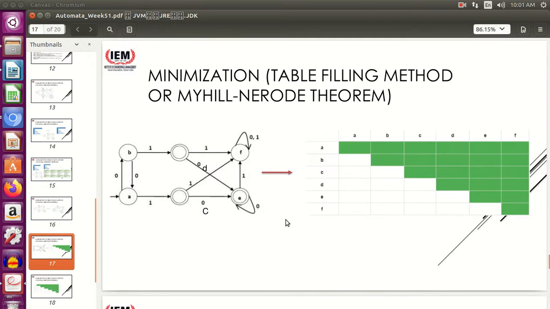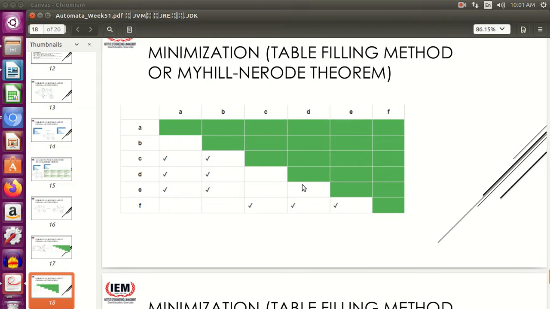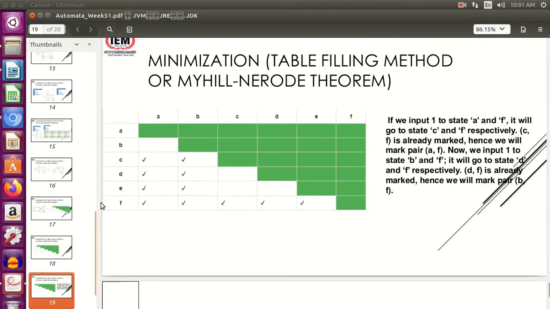Yeah, I had one confusion. Can you just go to the tick marks? I mean, why are the tick marks given? You can see that here the unmarked pairs are A comma B, then D comma C, then E comma C, and also A comma F and B comma F are unmarked. So shouldn't I combine A and B? Why should you combine A and B? Look at the final table and tell me.